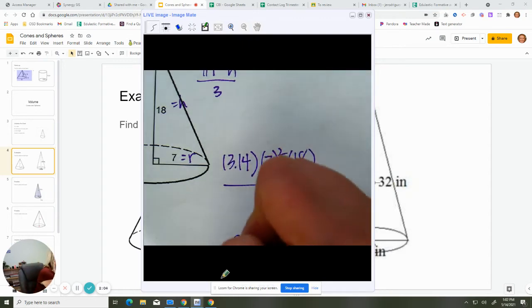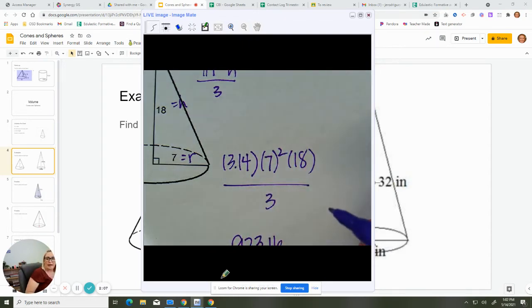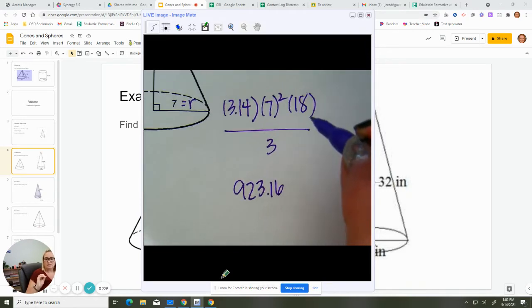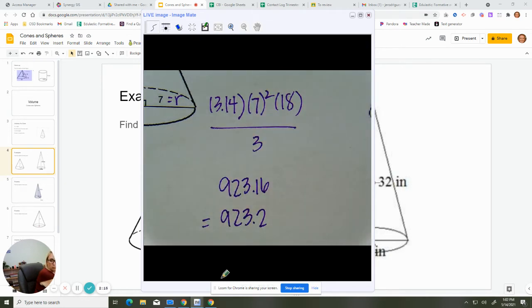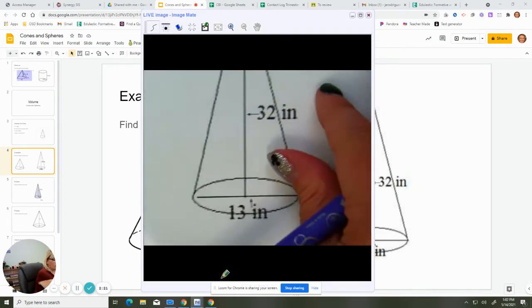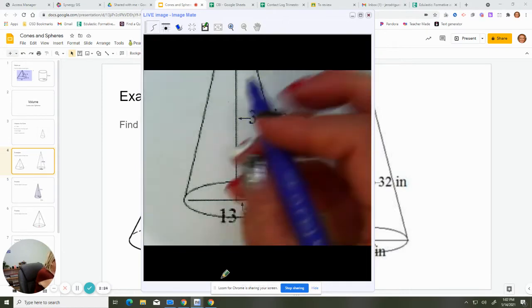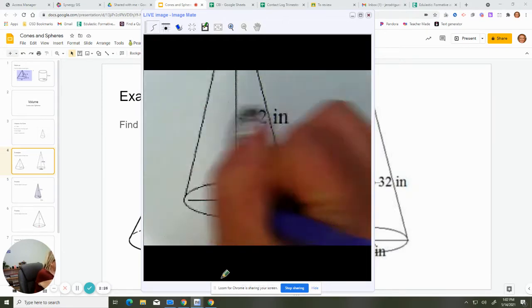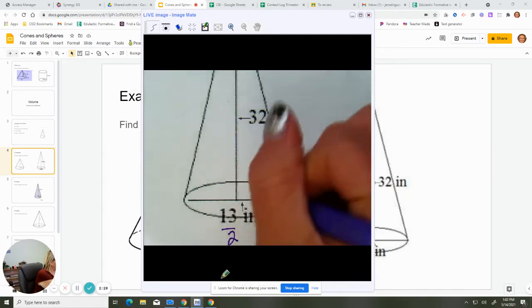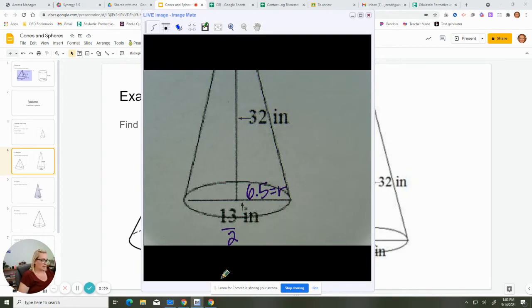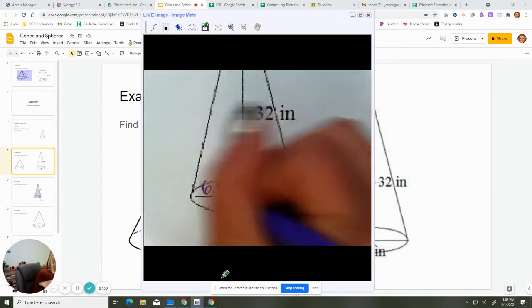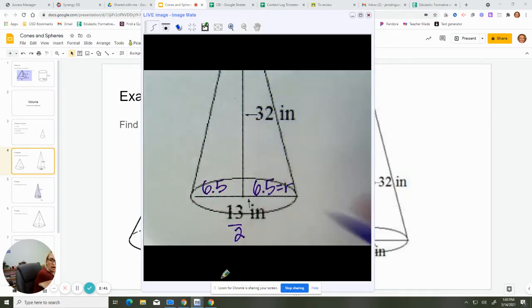Okay, and when you do that, you end up getting 923.16. And because we've really been focusing on rounding to a tenth, which is 1 decimal place, we would say that this is 923.2. Okay. So we're going to do the same thing with this one that's a diameter. And the only difference is that we have to start by dividing this by 2 to find out what our radius is. And then you find that your radius is 6.5. Okay, so basically if I took 6.5 and 6.5, I'd get 13 all the way across. So that's how I know that my radius is 6.5.